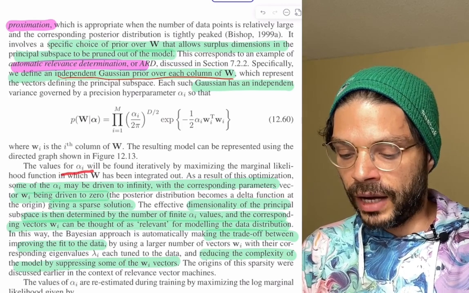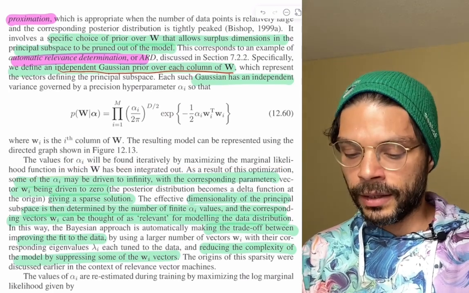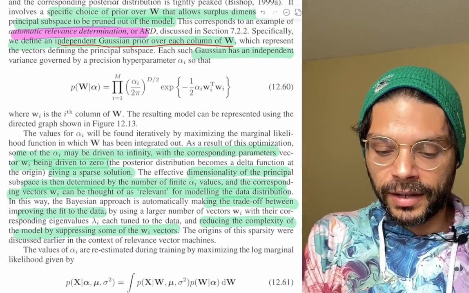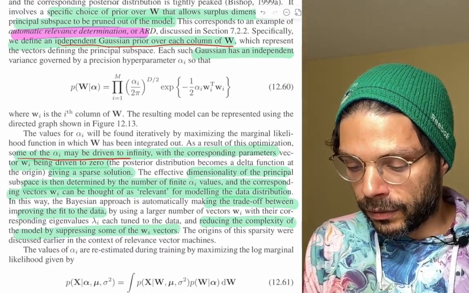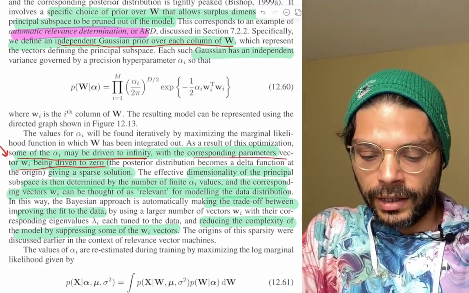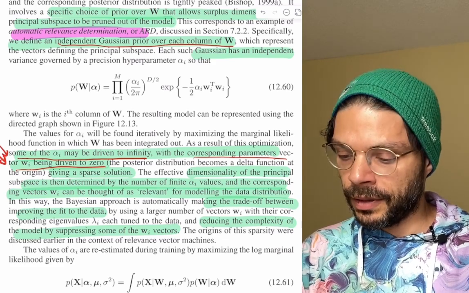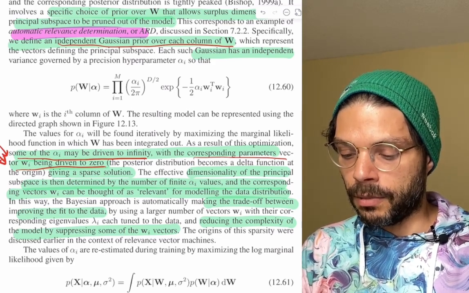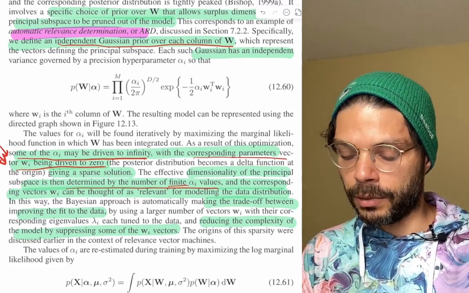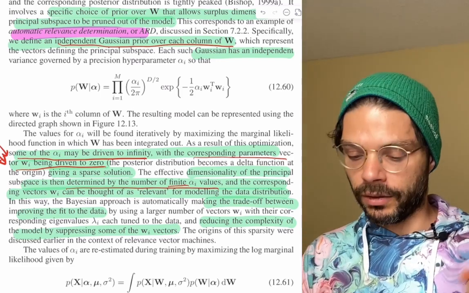The values for alpha_i will be found iteratively by maximizing the marginal likelihood function in which W has been integrated out. The key thing is, as a result of this optimization, some of the alpha_i may be driven to infinity, with the corresponding parameter vector being driven to 0. So let's highlight that, that's the key idea. The effective dimensionality of the principal subspace is then determined by the number of finite alpha_i values, and the corresponding vectors w_i can be thought of as relevant for modeling the data distribution. So that's the automatic relevance determination.